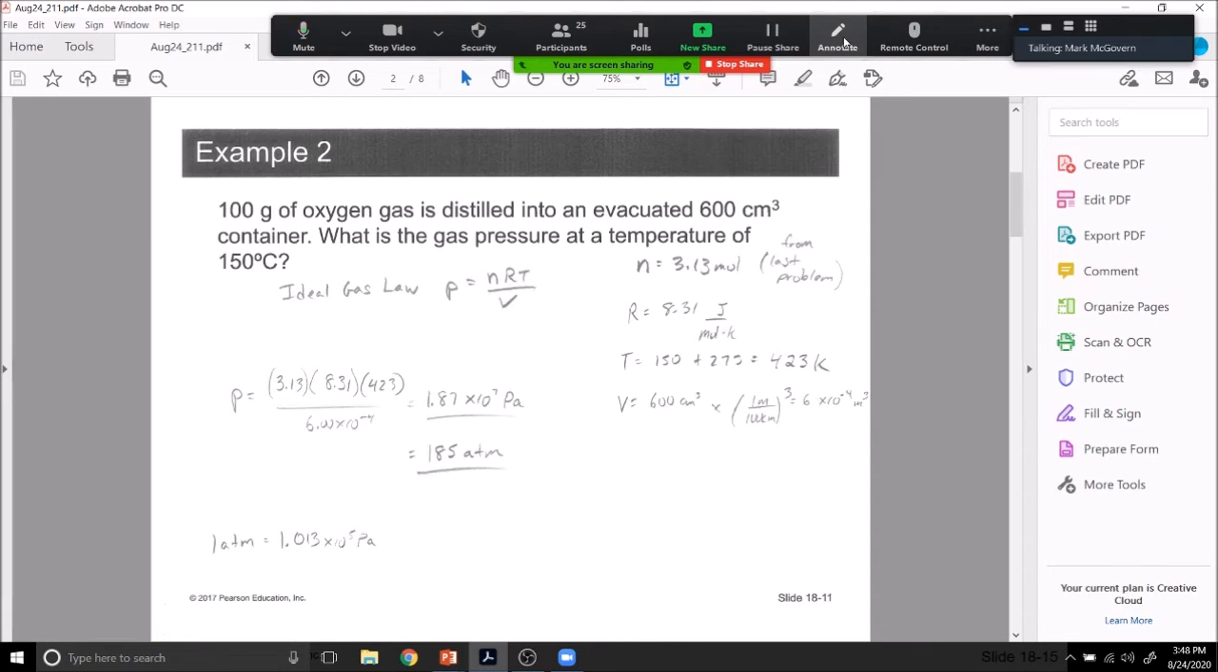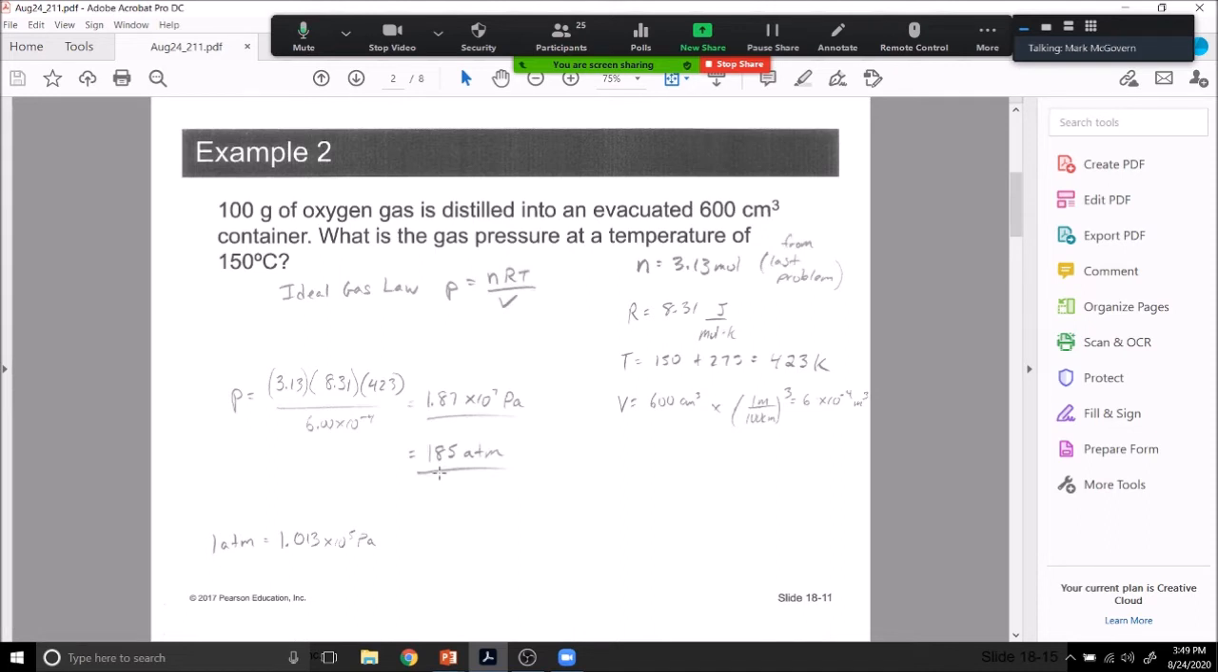Now we got it. So I put all our numbers in here. If you're doing everything in SI, you're going to end up with Pascals, the standard SI unit for pressure: 1.87 times 10 to the 7. A lot of times we use the language of atmospheres. So if you want to continue to use that, you can divide your Pascals by 1.013 times 10 to the 5th. That's the number of atmospheres. If you divide that, we get 185 atmospheres, which is pretty darn big.